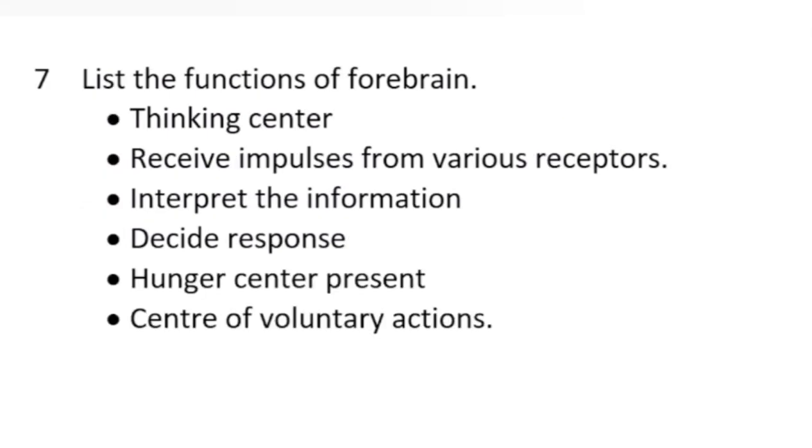List the functions of forebrain. Forebrain is the main thinking center. It receives impulses from various receptors, interprets the information that it receives, and decides the response. Apart from this, the hunger center is present in the forebrain, and also this is a center for voluntary actions, means the actions which are under our control.